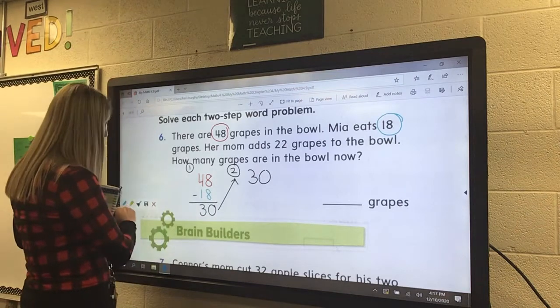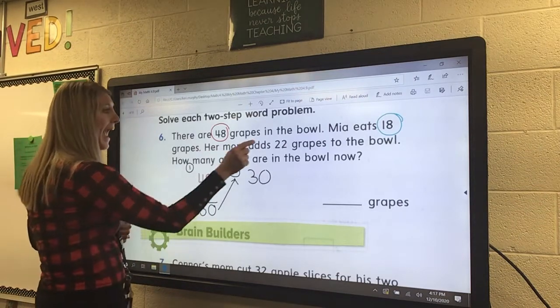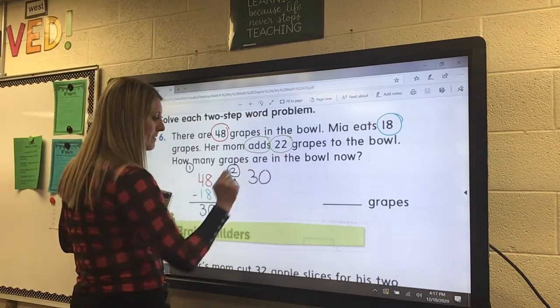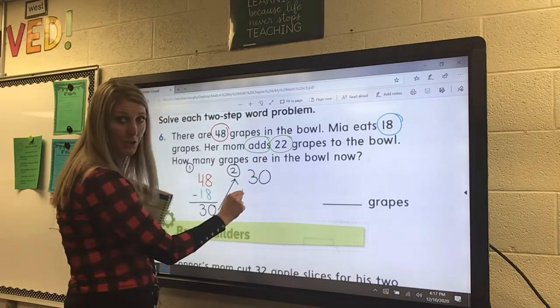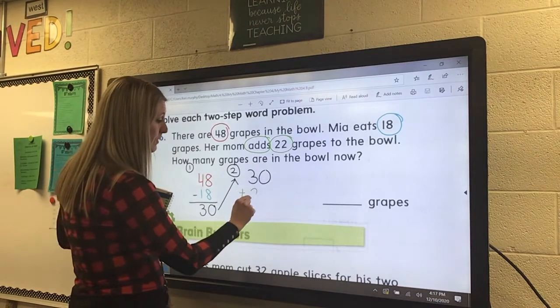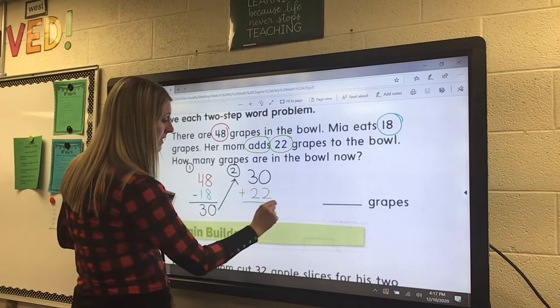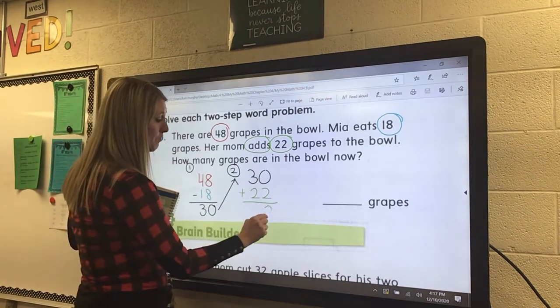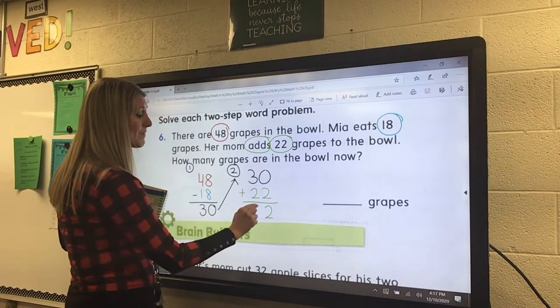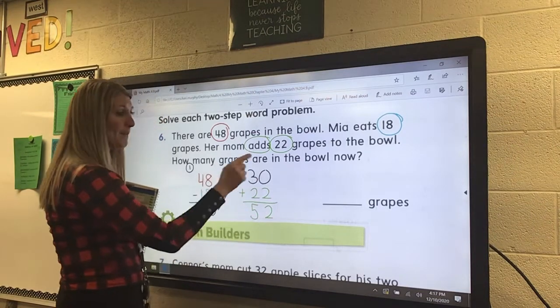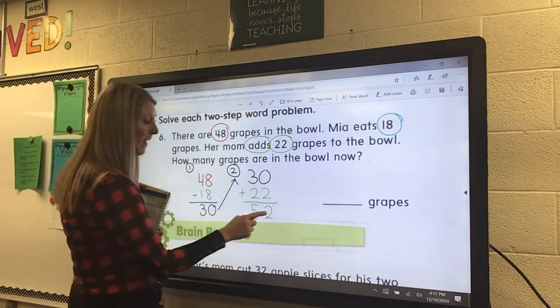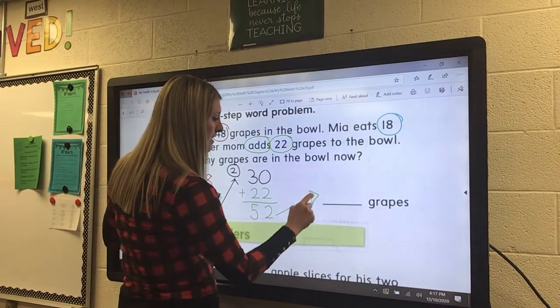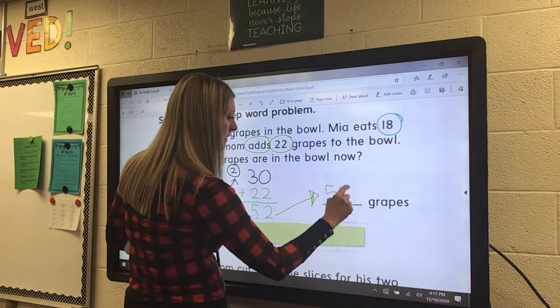And her mom adds 22 grapes. So she's going to add 22 grapes. We're going to do a plus 22. And we're going to add going down. 0 plus 2 is 2. And 3 plus 2 is 5. So how many grapes are in the bowl now? There are 52 grapes.